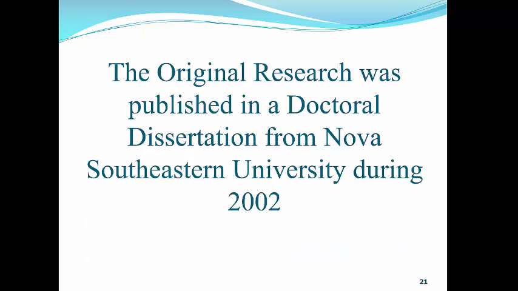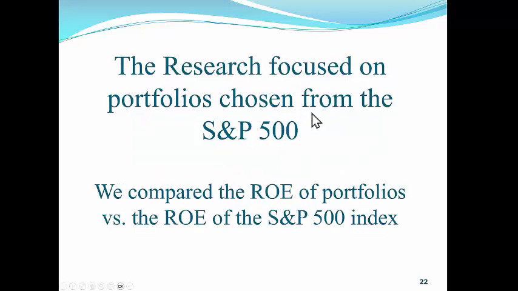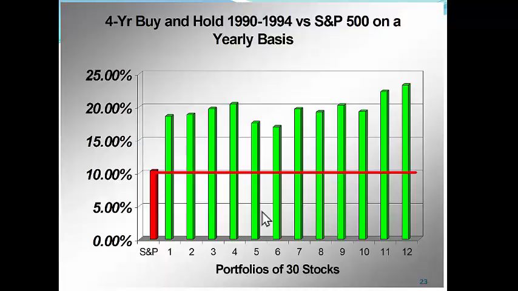So the original research was published in a doctoral dissertation from Nova Southeastern University in 2002, and then a book was written in 2004, a second edition of the book in 2014, and the third edition will come out maybe next year. So the research focused on portfolios chosen from the S&P 500, and we compare the ROE of portfolios versus the ROE of the S&P 500 using the clean surplus methodology. The research was done over a 4-year period.